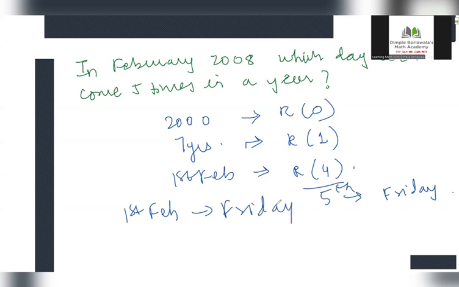This is a leap year, correct? It's a leap year. So as it's a leap year, we know that one day will be coming 5 times in a month, that is Friday.